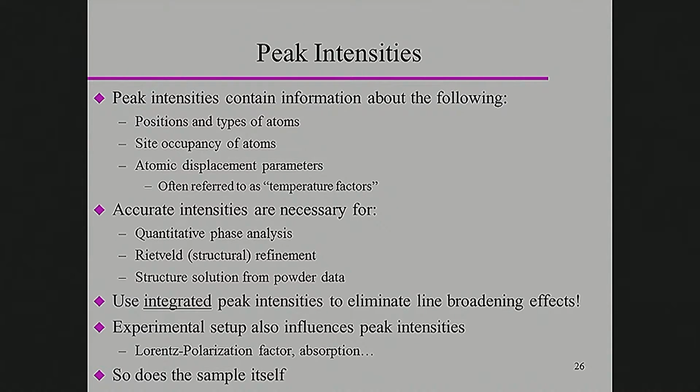Whenever you analyze anything related to peak intensities, you should be using integrated peak intensities, because that eliminates broadening effects, okay? If you just go by the height of a peak, if the peak is broader, the height will be lower, but you will still have a lot of intensity under the peak. One thing to keep in mind is that your experimental setup will also influence your intensities, okay? That's why we usually say intensity is proportional to the square of the structure factor amplitude. It is not identical, okay? There are some other factors that go in between there. And the sample itself will actually affect your peak intensities as well, especially if you run in transmission and you have some absorption.